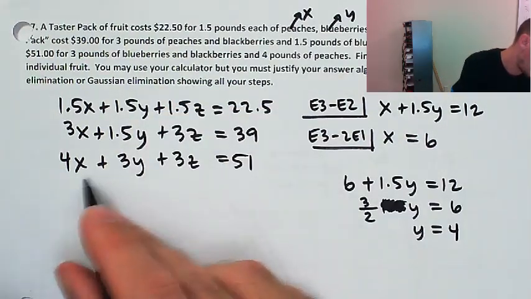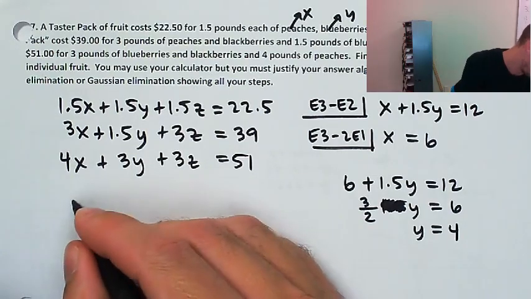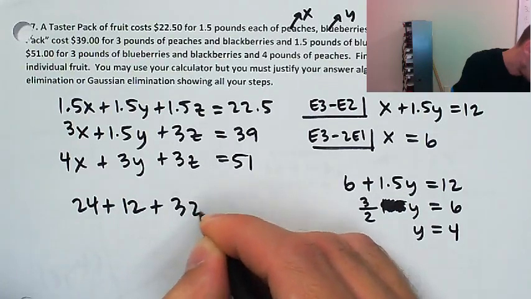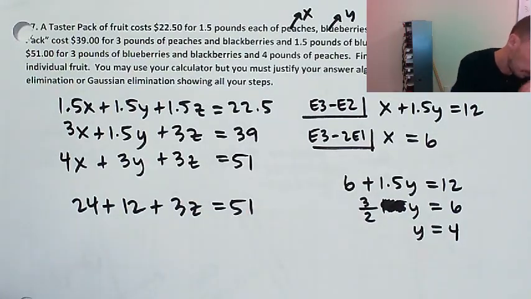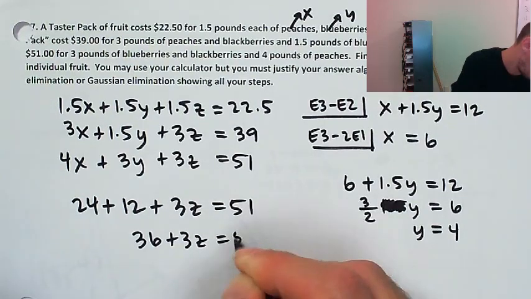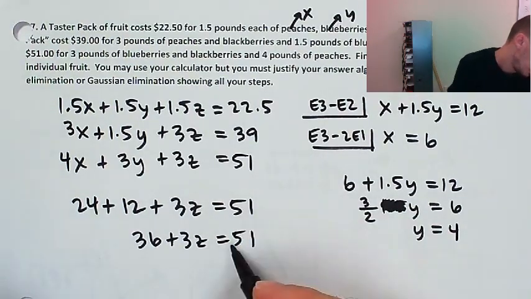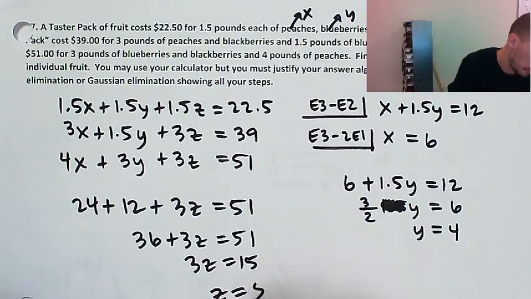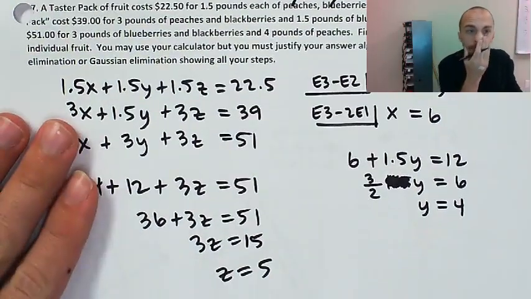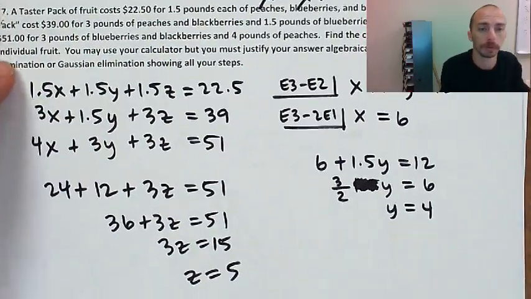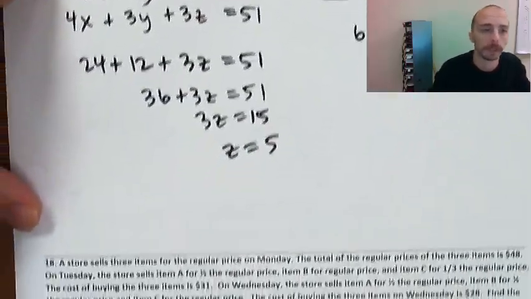I'll just say I'll use this one. It's got all nice whole numbers. 4x is 24. 3y is 12. 3z is what I'm hoping to find. That's going to add together to be 51. So I've got 36 and 3z equals 51. Okay, I'll subtract here, and that's going to be 3z equals 15, and divide by 3, and z is going to be 5. Okay, so the peaches are costing $6 a pound, the blueberries are costing $4 a pound, and the blackberries are costing $5 a pound.